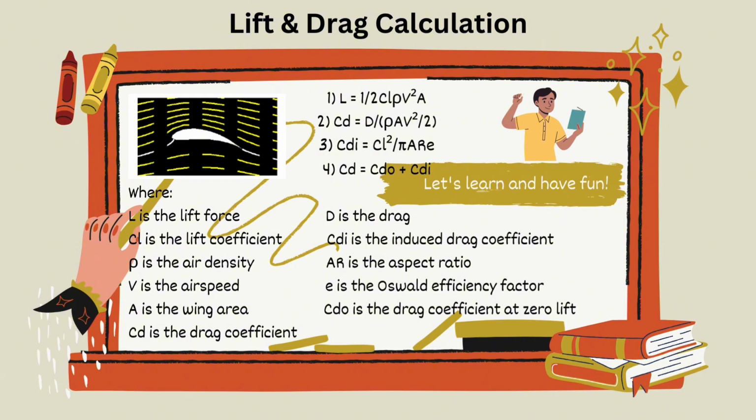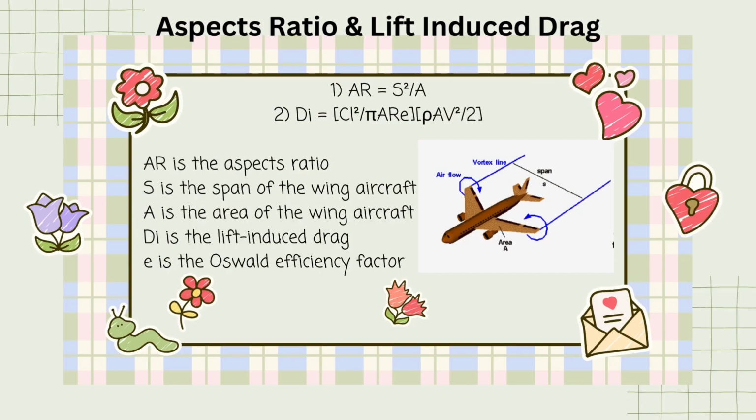In these equations, L is the lift force, CL is the lift coefficient, rho is the air density, V is the airspeed, A is the wing area, CD is the drag coefficient, D is the drag, CDI is the induced drag coefficient, AR is the aspect ratio, e is the Oswald efficiency factor, and CD0 is the drag coefficient at zero lift. Next we go to the aspect ratio and induced drag.